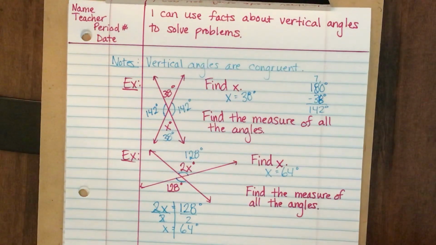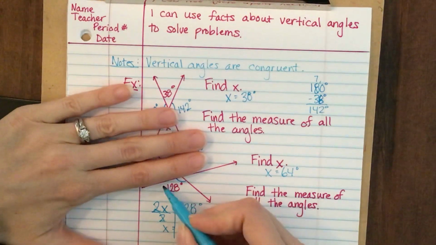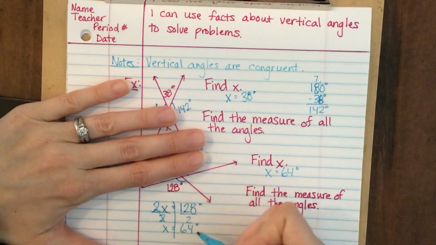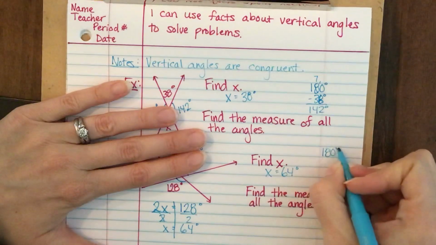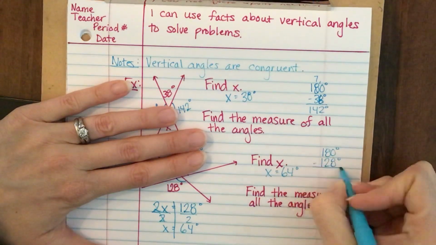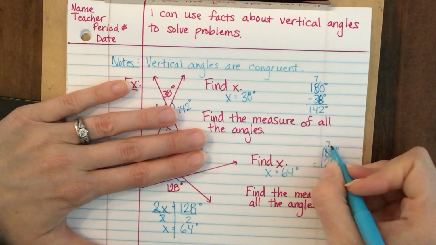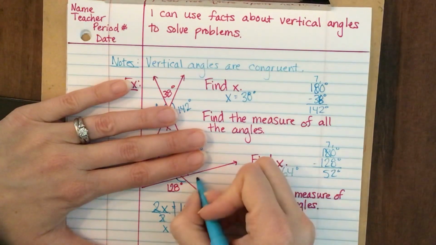Now, we haven't found the measure of all the angles yet, so let's do that. I'm going to go ahead and cover this up. If you look at this, this is a supplementary angle that adds up to 180 degrees. So I'm going to do 180 degrees minus 128 degrees, and we should be able to find the measure of that angle. 52 degrees.